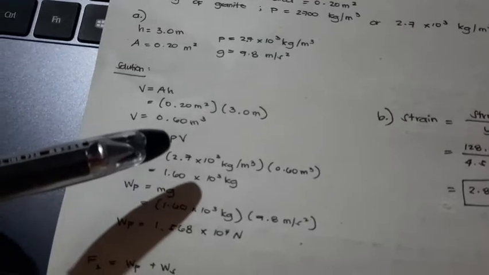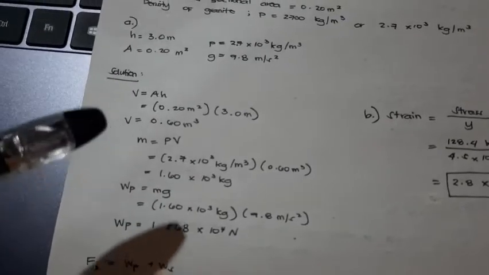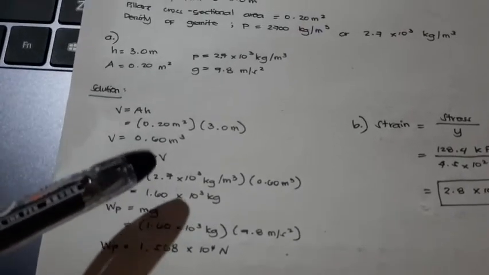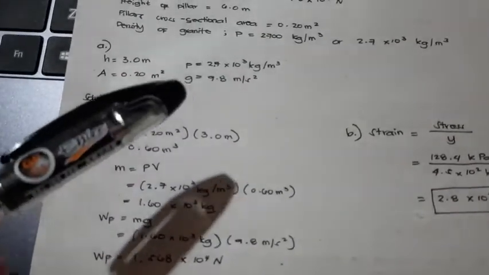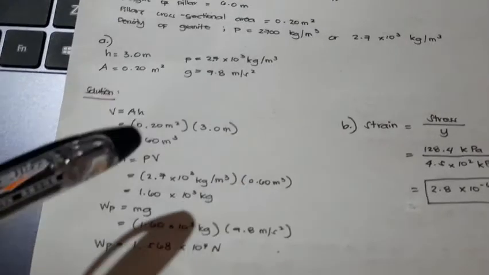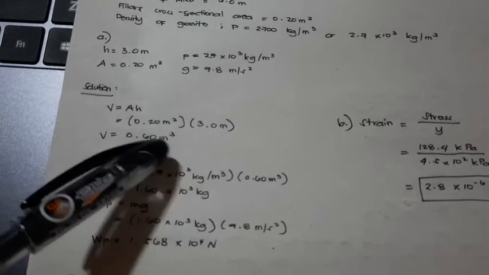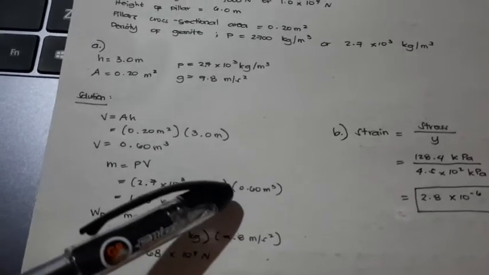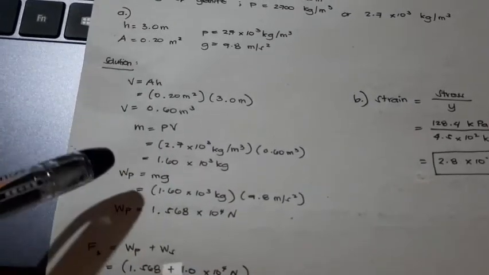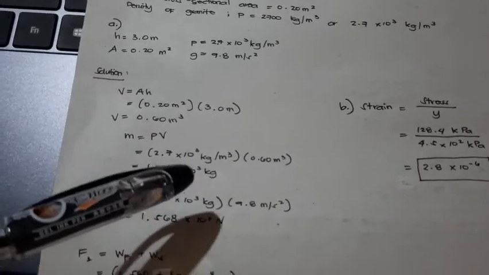Dayon, ang pagpangita na sad sa mass of the pillar, need na to siya i-multiply sa density of the granite. So simply M is equals to PV is equals to, ang atong P is 2.7 times 10 raised to the 3rd power kilogram per meter cube. Kani siya, dayon ang atong V, kani volume nakita naman, so ato siya i-distribute 0.60 meter cube. So i-simplify dayon, so we must get the mass is 1.62 times 10 raised to the 3rd power kilogram.